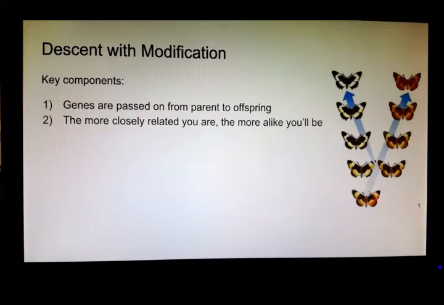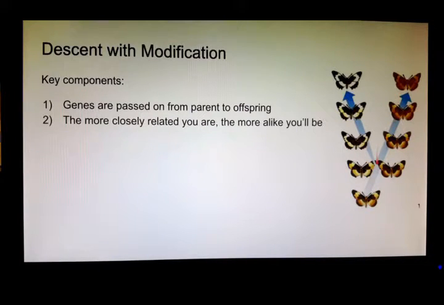So here's an example. Say this is a parent, has two kids. Obviously, some of these genes are similar because they look somewhat similar to the parent. And the second principle with descent with modification is the more closely related you are, the more alike you'll be. So obviously these two are much more similar than, say, this guy and this guy. This would be like your great-great-grandparent compared to you. You're going to look much more different than your great-great-grandparent.